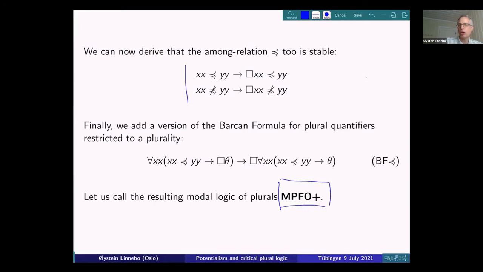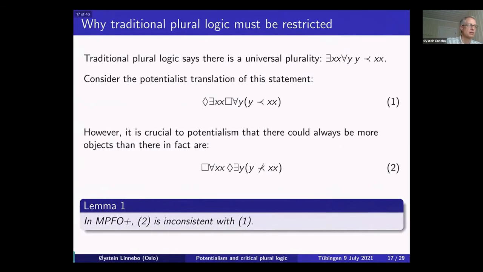The resulting modal logic of plurals, based on that simple key idea that I mentioned, I call MPFO plus. PFO plus is ordinary plural logic, and here we just add modality in the way described. And now we can observe in a precise way that traditional plural logic has got to be restricted, since traditional plural logic says there's a universal plurality, a plurality of which everything is a member. That translates into: possibly there are some things which are necessarily everything.